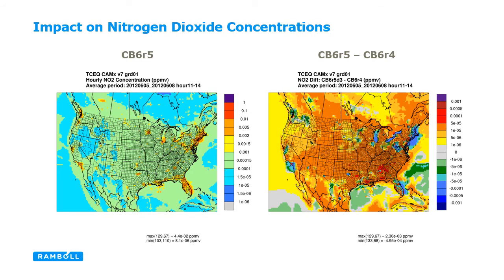On this slide, I'm showing results in the same format, but for nitrogen dioxide. For nitrogen dioxide, there are small increases in concentrations over land relative to CB6R4, as you can see on the right, which can result in some increases in ozone in NOx-limited areas. However, over water bodies such as the Gulf of Mexico, as you can see on the bottom of the slide on the right, and some rural areas, the changes in CB6R5 result in decreases of NO2.